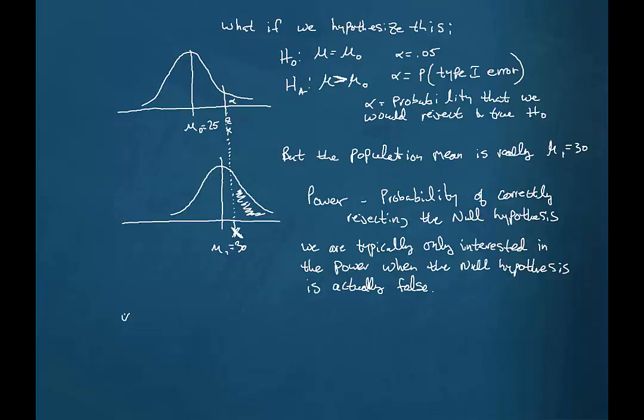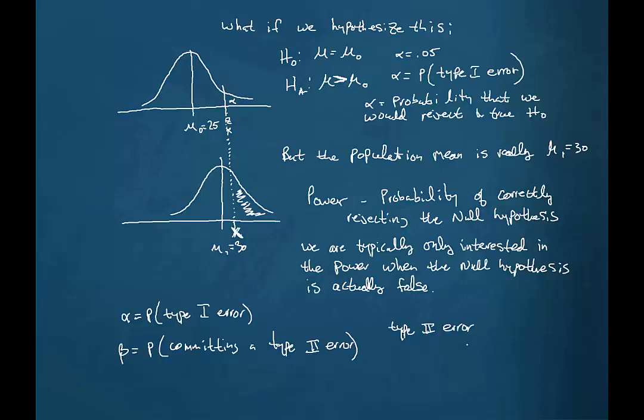Now, alpha is the probability of committing a type 1 error. Beta is the probability of committing a type 2 error. Now, what is a type 2 error? A type 2 error occurs when we fail to reject a false null hypothesis. Now that then would be this area over here.